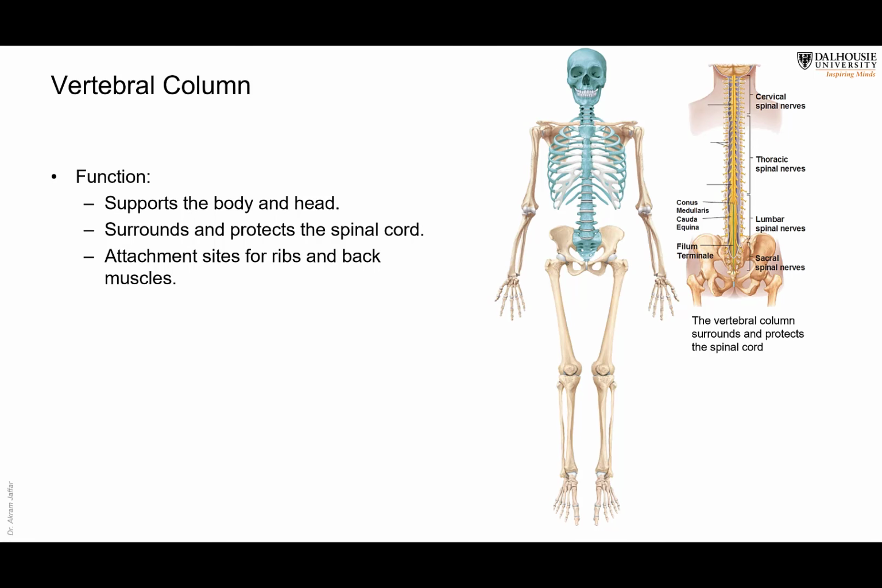The vertebral column, obviously, supports the body and head. As I said, the head, the occipital bone, articulates with the first cervical vertebra, which is called the atlas. It surrounds and protects the spinal cord because, as we said, the brain continues with the spinal cord through the foramen magnum, and provides attachment sites for the ribs and muscles.